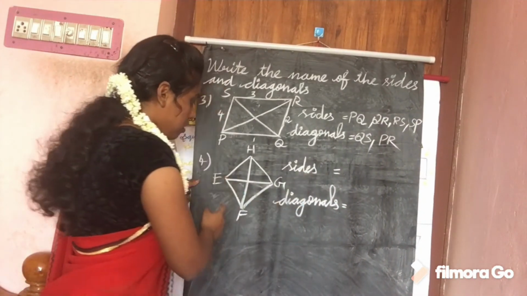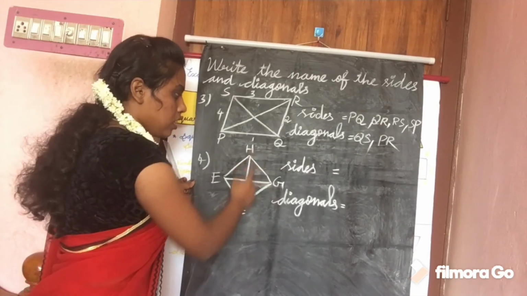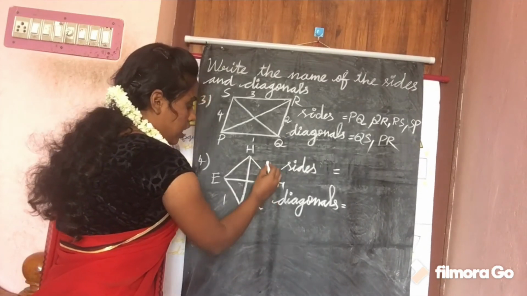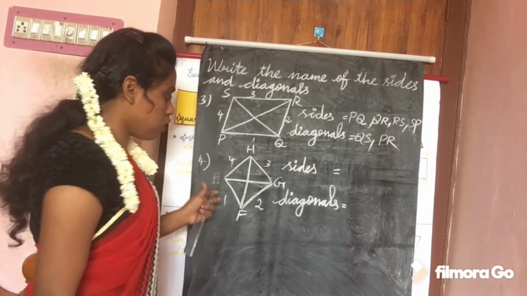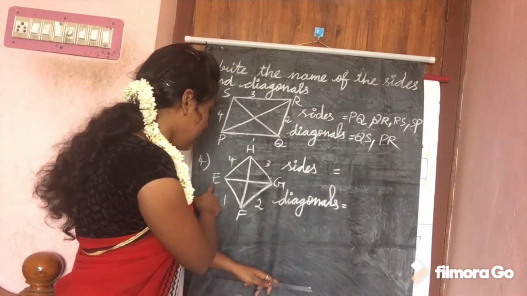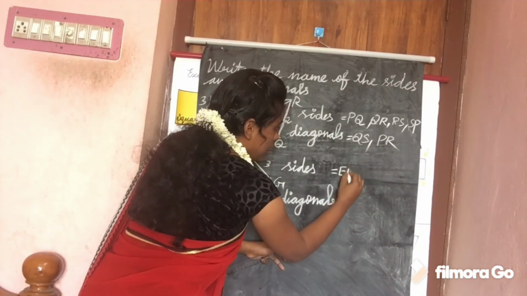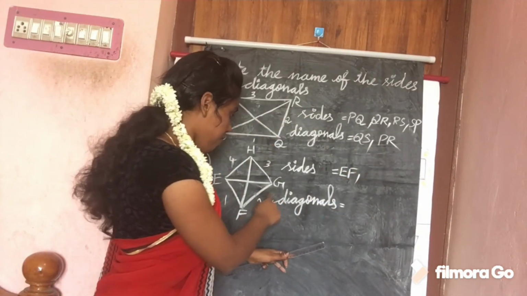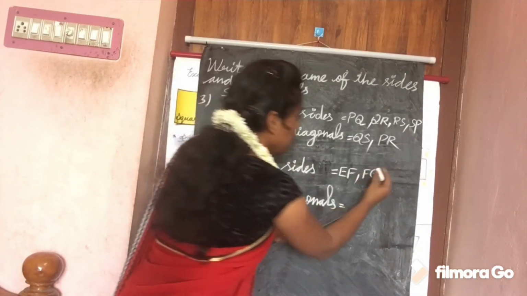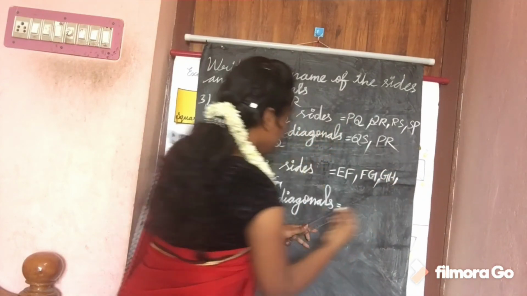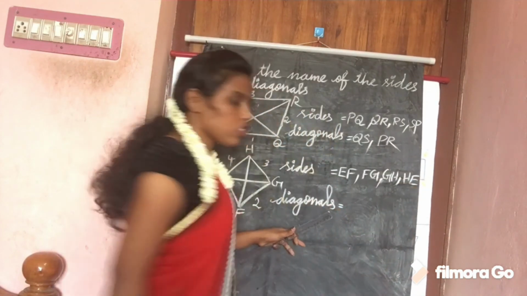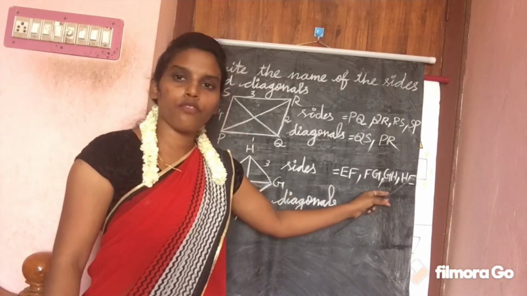Sides. First the vertices E, F, G, H. So we will write the sides now. EF is one side, and second one, and third one, and fourth one. How many sides are there, children? 4 sides. Now we will write the names here. EF is one side. Then FG is the second side. GH is the third side, and HE is the fourth side. So we have finally 4 sides.